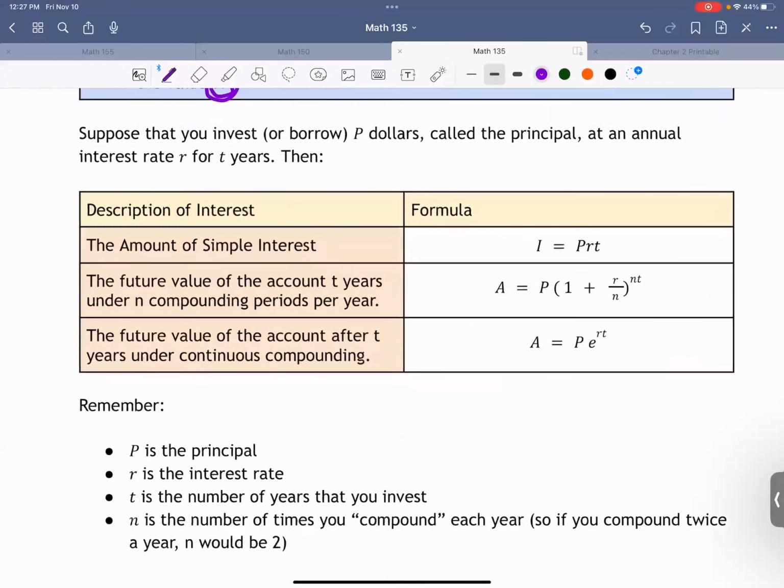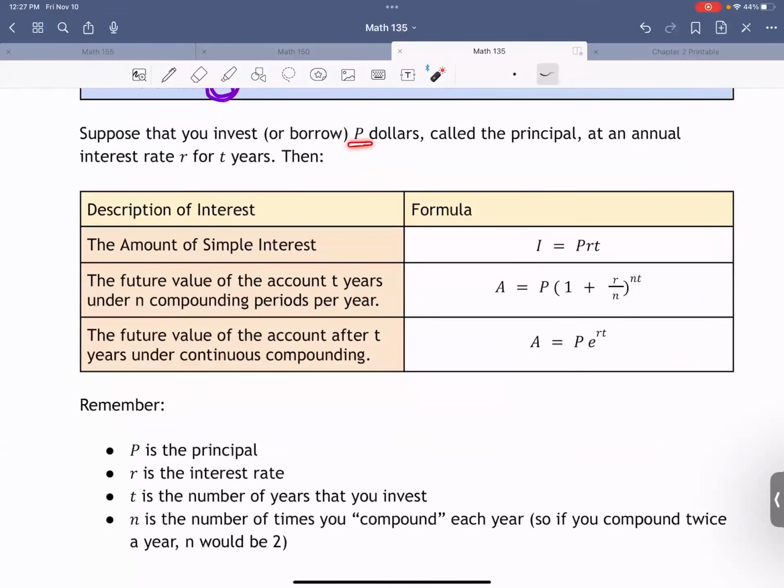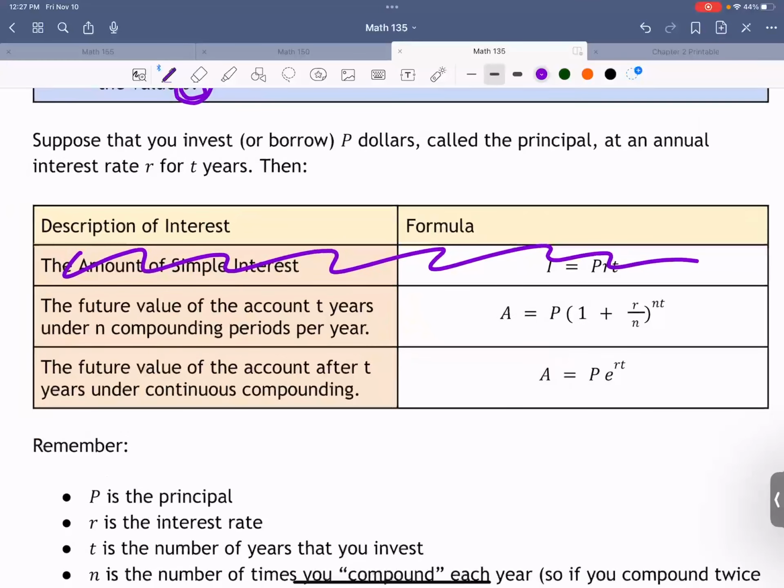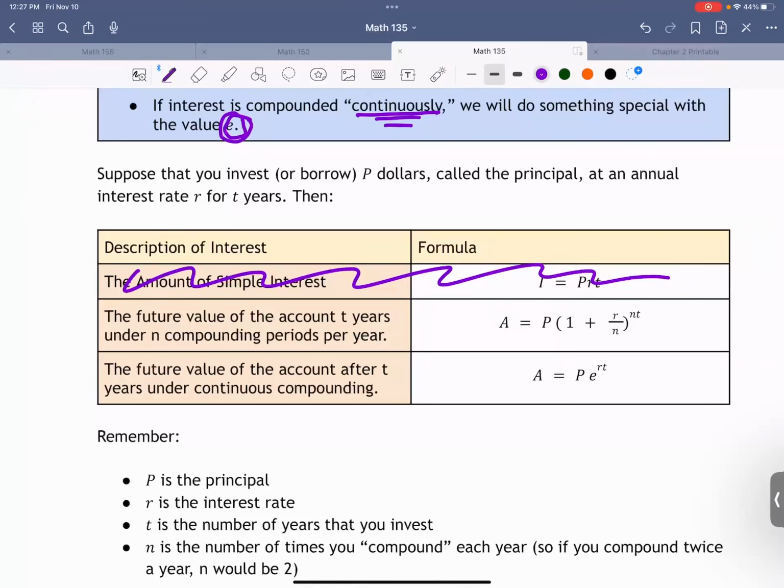Yes. Okay, so let's say that we're investing P dollars, so that's the principal, right? The annual interest rate is R, T years, and then N is the amount of times that you compound, okay? Up top, I have the simple interest formula. I actually don't need you to know that. It's kind of just a building block to this one, okay? But we do have some formulas for the amount in our bank account after a certain amount of time, okay? The first formula talks about whenever you compound daily, monthly, quarterly, or yearly, okay? So whenever you have a letter for N, that's when you're going to use this formula.